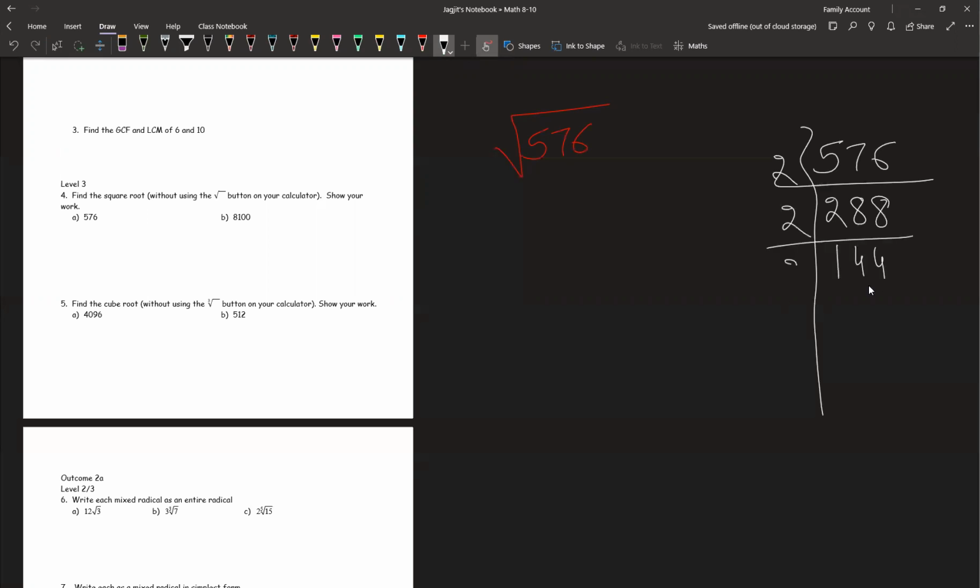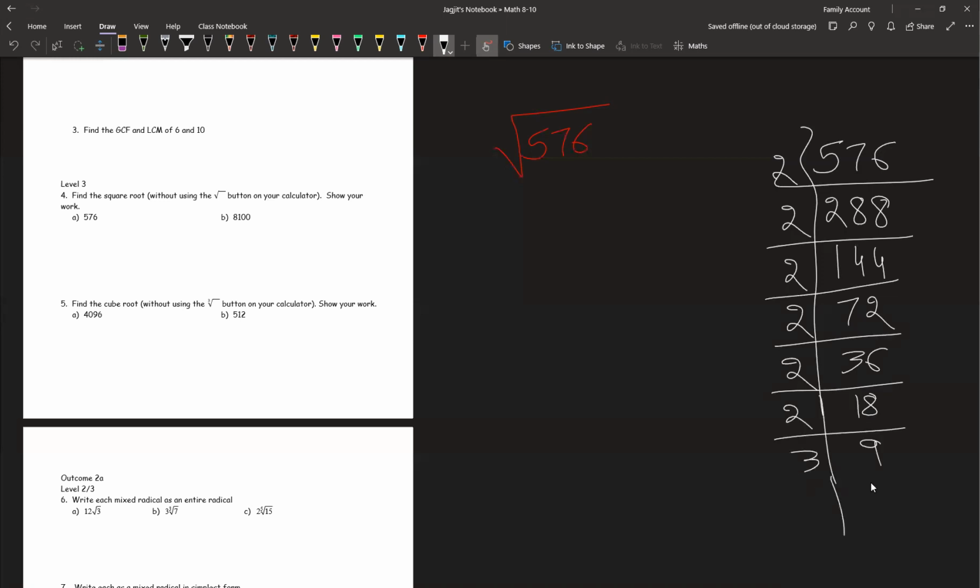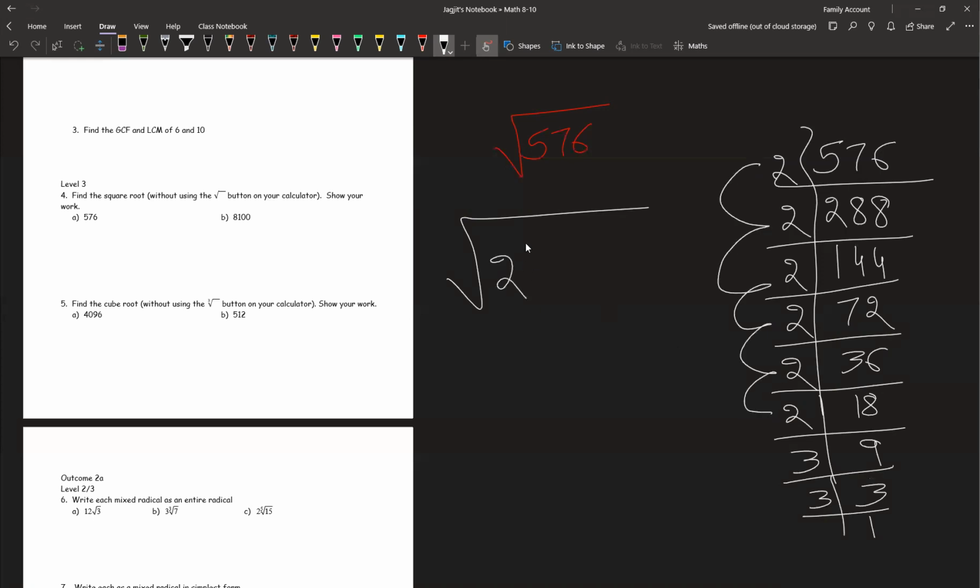Which can be further divided by 2, you get 72. Can be further divided by 2, you get 36. Can be further divided by 2, you get 18. Can be further divided by 2, you get 9. Which can be divided by 3, you get 3. Which can be divided by 3, you get 1. So you can say 576 is made up of how many 2's? 1, 2, 3, 4, 5, 6. So it's 2 to the power 6. And you have 3 squared.